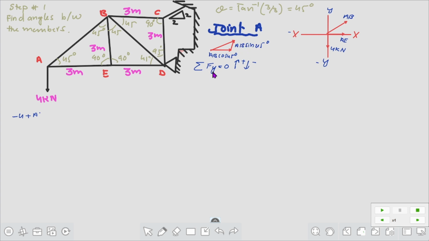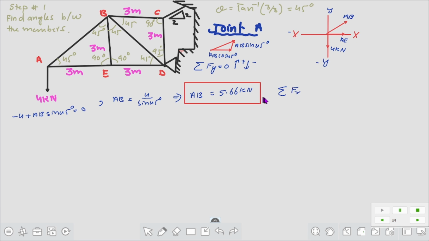Summation of all vertical forces equals 0. Vertically, there is 4 kilonewton directed downward, so it will be negative 4, and positive AB sin 45, the vertical component of AB. So AB sin 45 equals 4, and AB equals 4 divided by sin 45. If you calculate it on a calculator, 4 divided by sin 45 becomes 5.66 kilonewton.